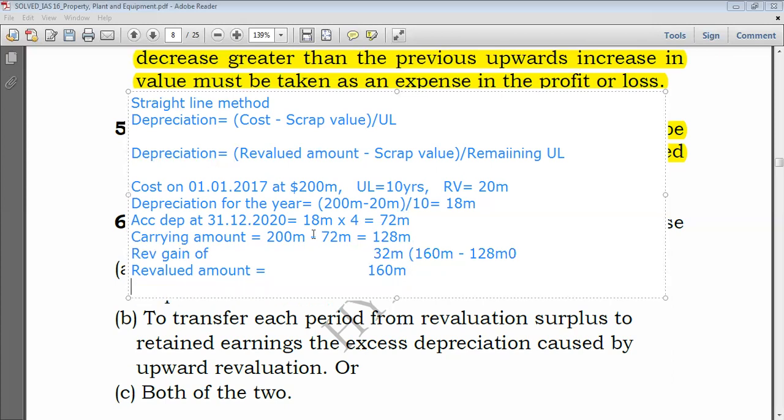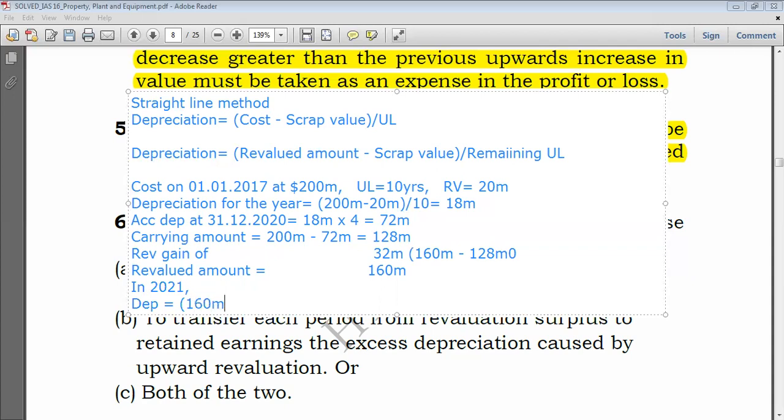suppose now 2020 has passed. I'm speaking of the year 2021. In the year 2021, how would I compute the depreciation? I would open the year 2021 with a revalued amount of 160, right? To compute the depreciation now, the new depreciation would be computed as follows. I would take the revalued amount.